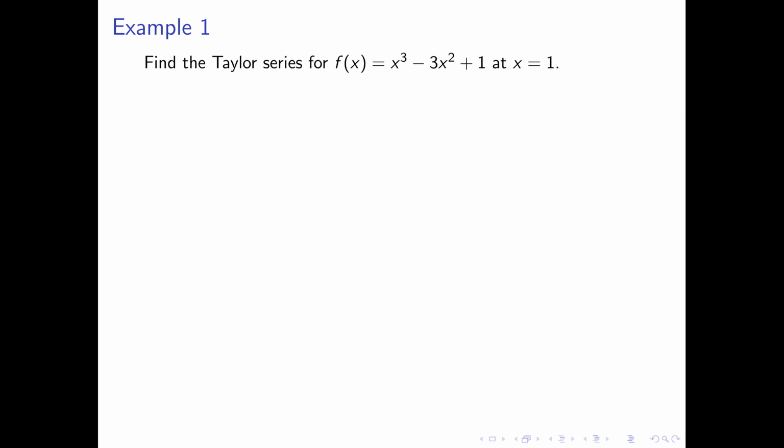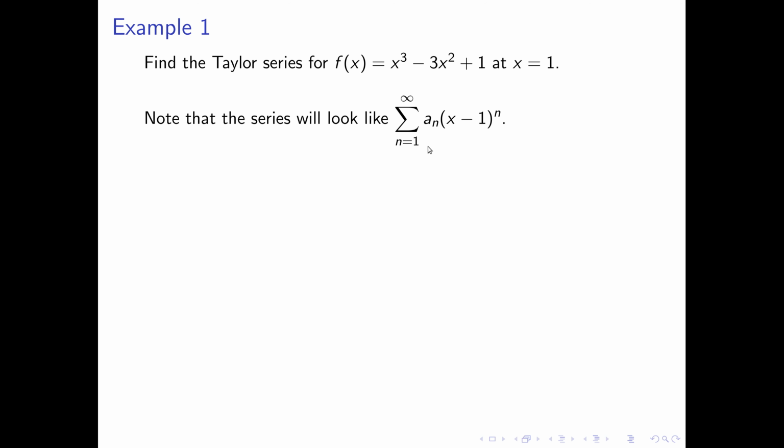Good. So here's an example. Find the Taylor series for f of x equals x cubed minus 3x squared plus x plus 1 at x equals 1. Okay, so I have to give you the base point, by the way, right? So that means that your series is going to look like this: it's going to be powers of x minus 1.